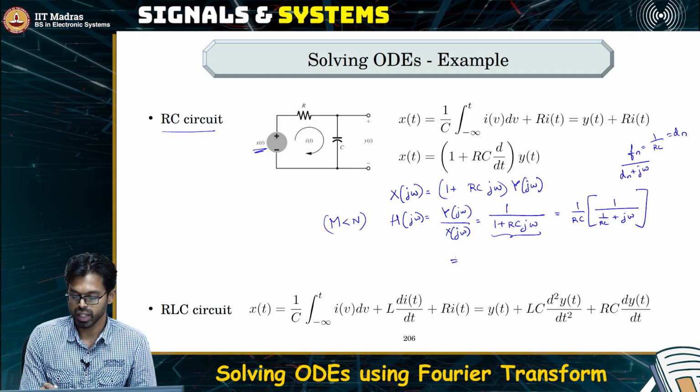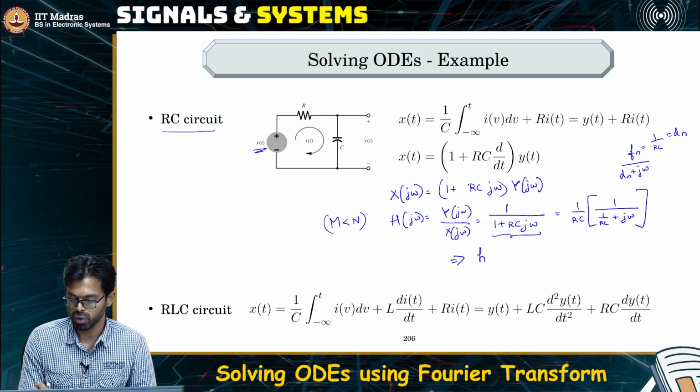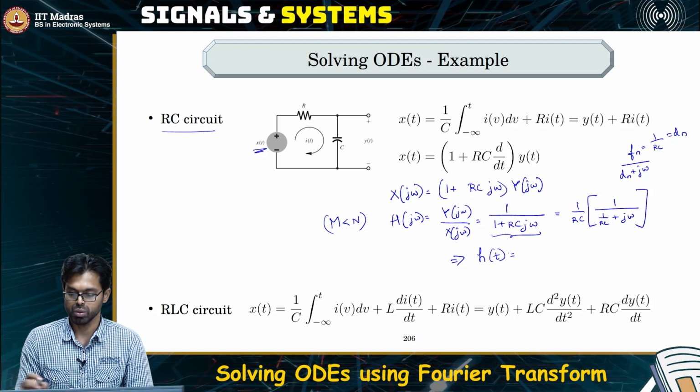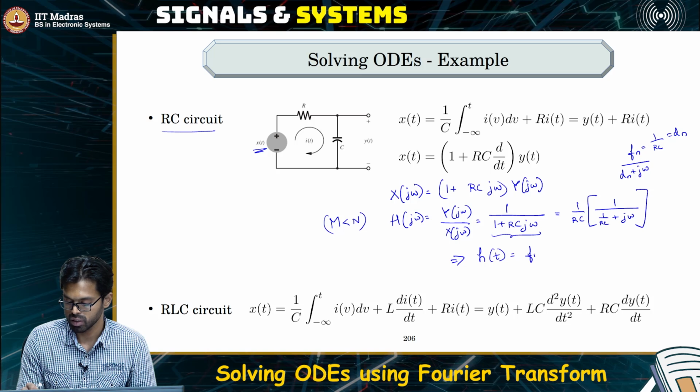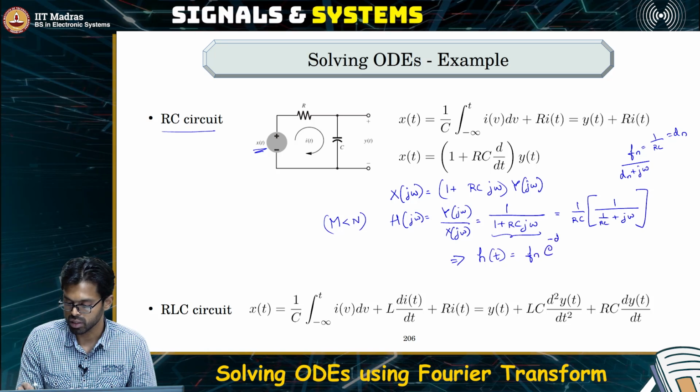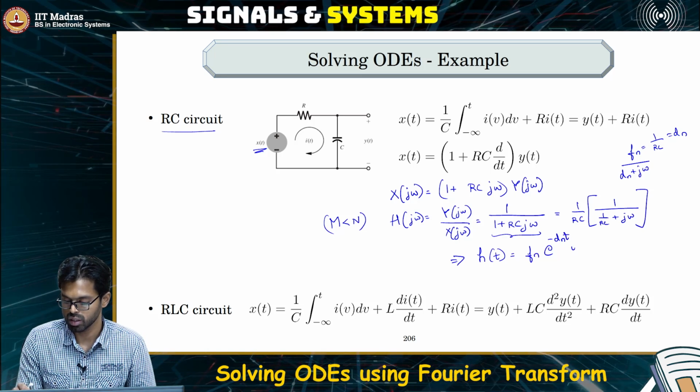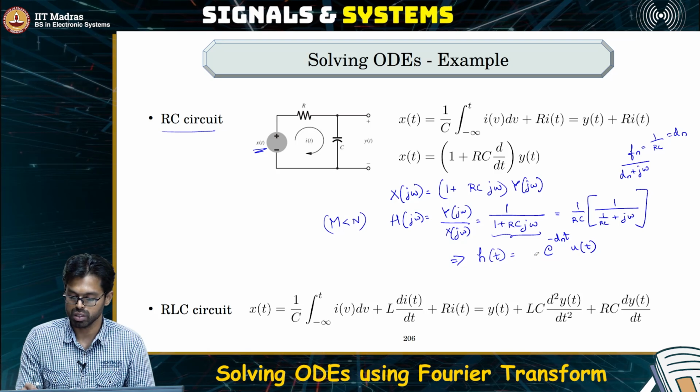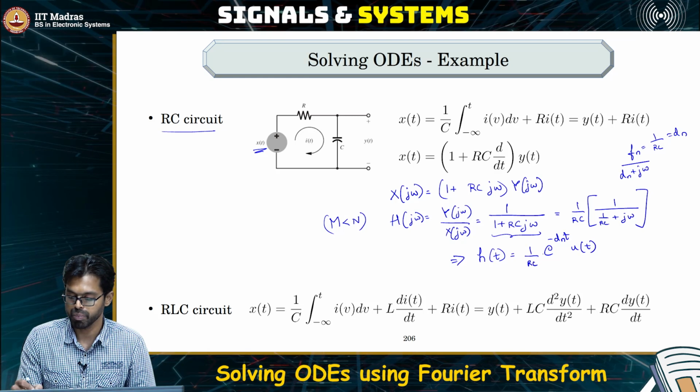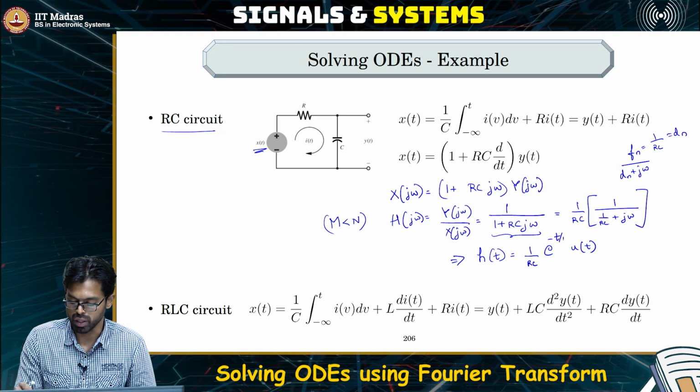So from this we can directly say that the impulse response h of t is equal to Fn e power minus dn t u of t, right? What is Fn? 1 by RC. What is dn? 1 by RC.